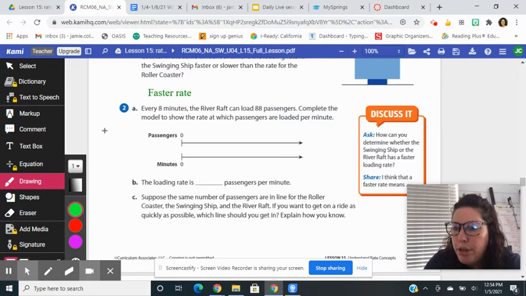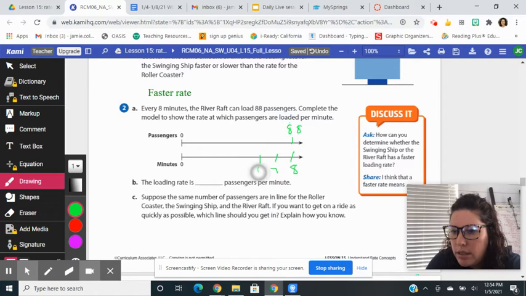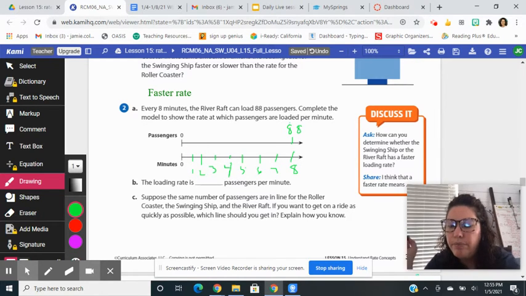We need to put in our hash marks, and our last hash mark is going to be the rate that they do give us, which is 88 passengers every 8 minutes. Now let's just go ahead and count down from 8. So 8, 7, 6, 5, 4, 3, 2, and 1. There we go.